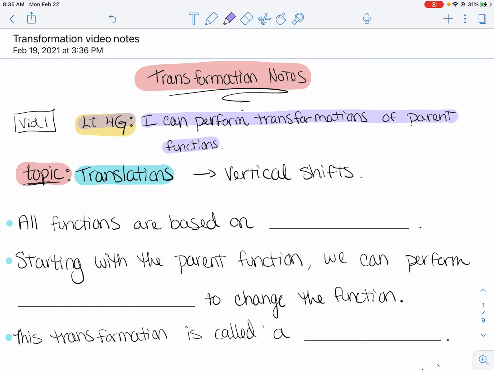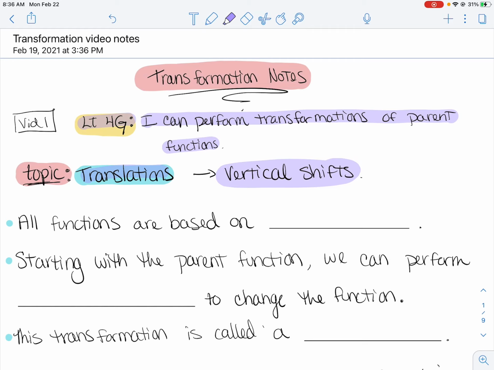Within transformations, there are multiple different movements that we can do. And you might remember this from geometry. There were reflections, there were translations, there were dilations, and rotations. We're going to do the same thing, but we're doing it with functions instead of with shapes. So our first one is going to be a translation, and we're going to focus specifically on a vertical shift. All right, a different group is going to focus on a horizontal shift.